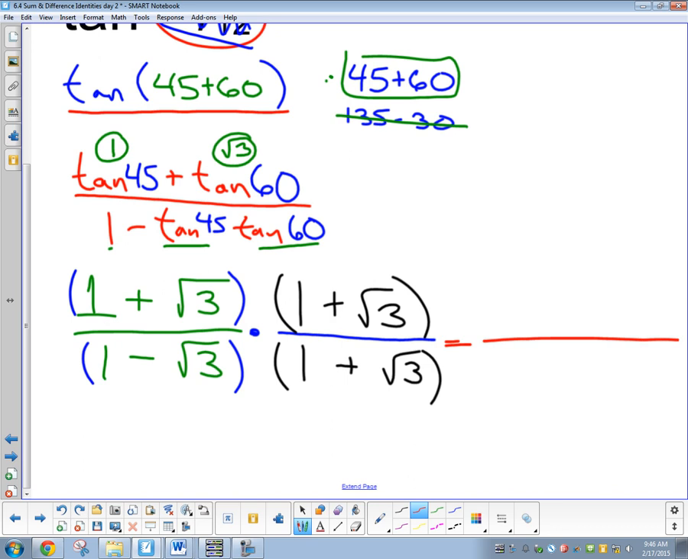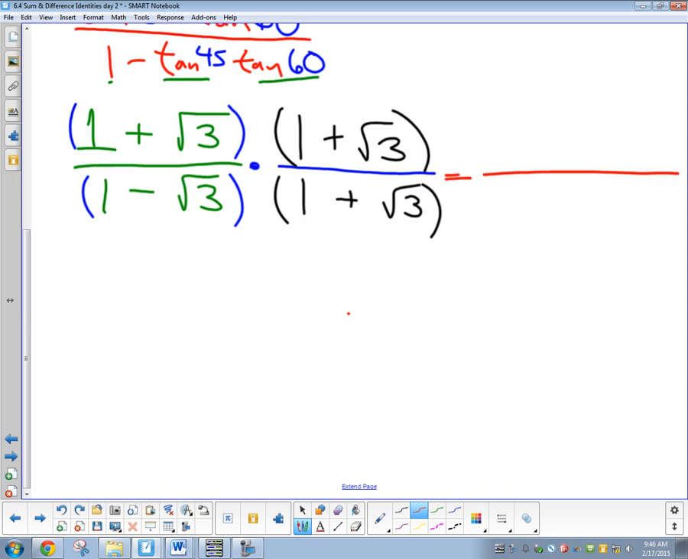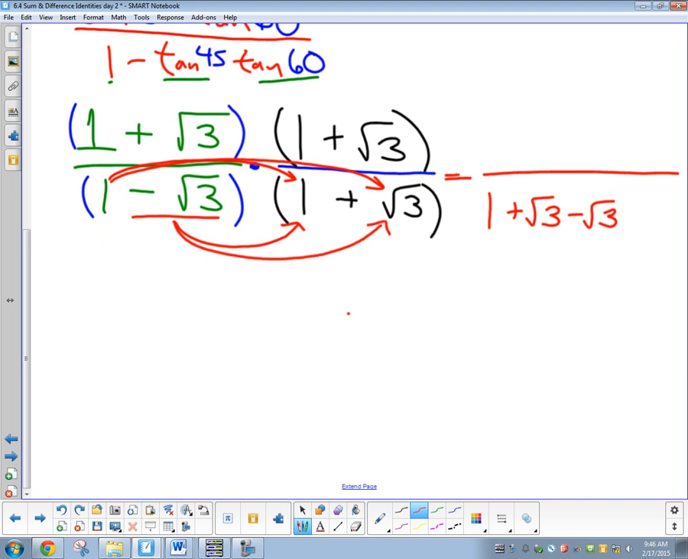Here we go. From here, we need to FOIL. It's ugly, but every single time we do this problem, it's exactly the same. We're going to FOIL the bottom first. 1 times 1 is 1. Then 1 times a positive radical 3 is positive radical 3. Then negative radical 3 times 1, and negative radical 3 times positive radical 3, which is negative radical 3 squared, which is just negative 3.